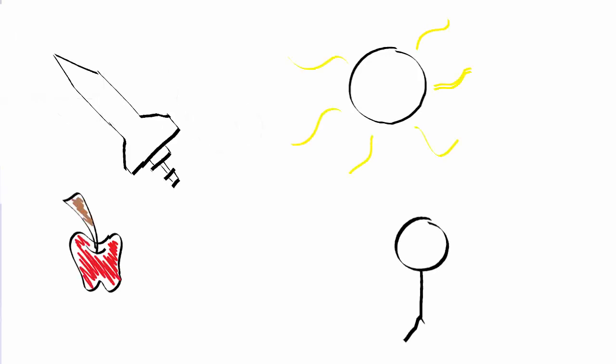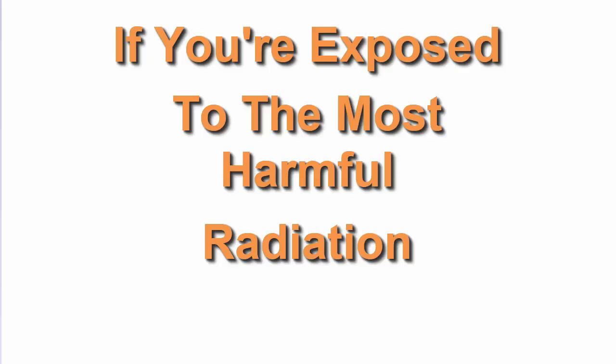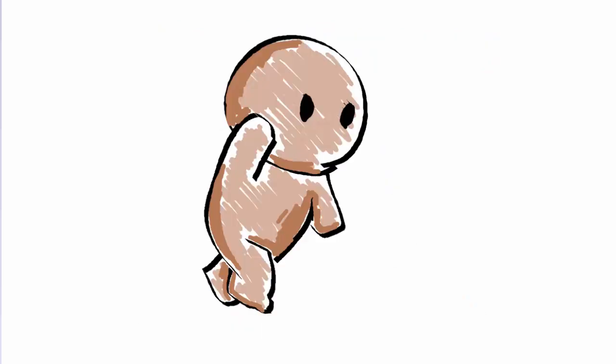So how do you absorb radiation? Well, it can get inside you in many ways. Through the air you breathe, sun rays, the food you eat, you could manually inject it into yourself, or even gamma and beta rays could penetrate your skin. But now, for the question you all want to know, if you're exposed to the most harmful radiation, what happens? Well, your answer lies in a story.